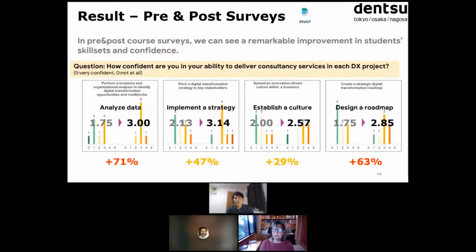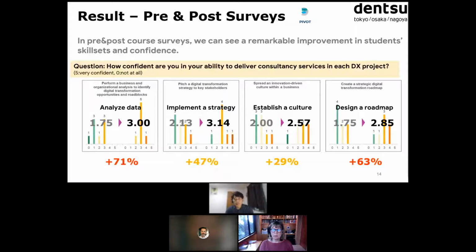Also, we did further assessment for the Pivot program. We checked the level of confidence in skill sets for digital transformation projects by pre-course and post-course surveys. There are 4 different skill sets: analyze data, implement a strategy, establish data-driven culture, and design roadmap. We measured the lift before OpenClassrooms and after OpenClassrooms.